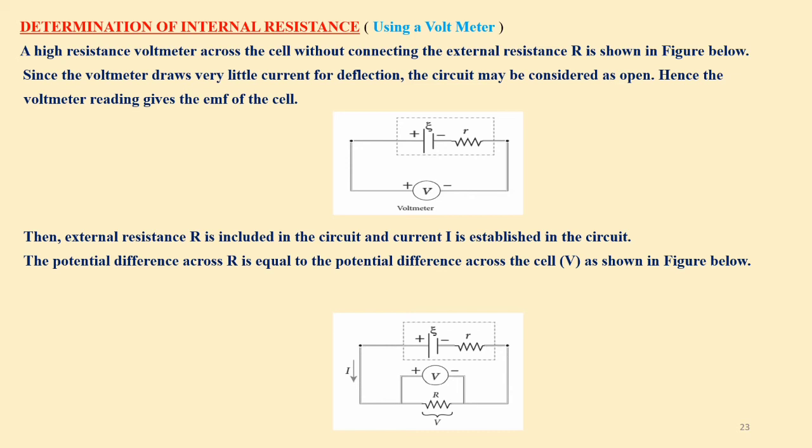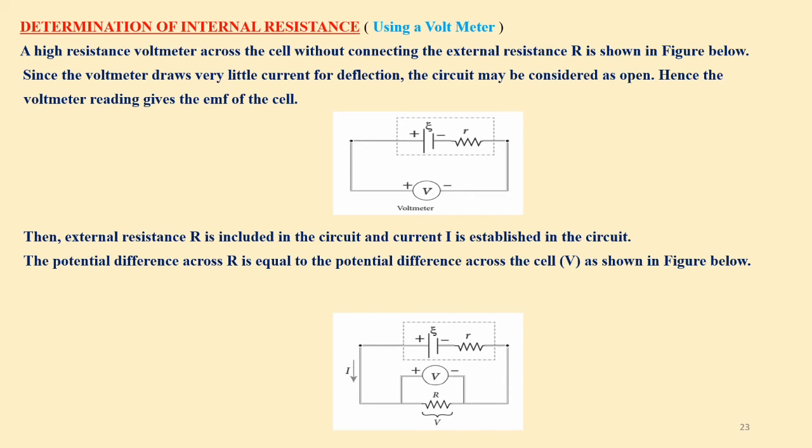Now you come to the topic. A high resistance voltmeter across the cell without connecting the external resistance R is shown in the figure below. Since the voltmeter draws very little current for its deflection, the circuit may be considered as open. Hence, the voltmeter reading gives the EMF of the cell.